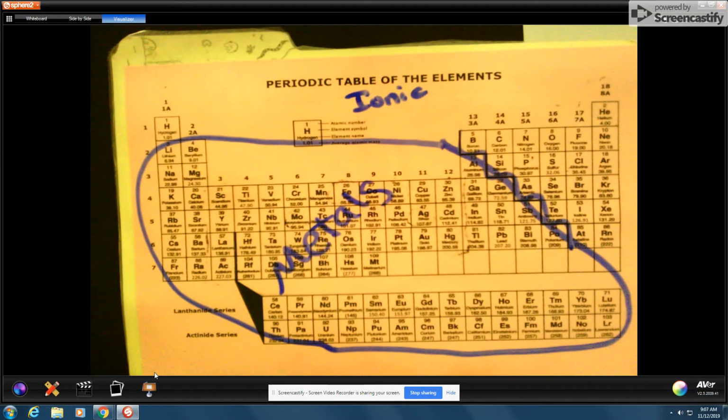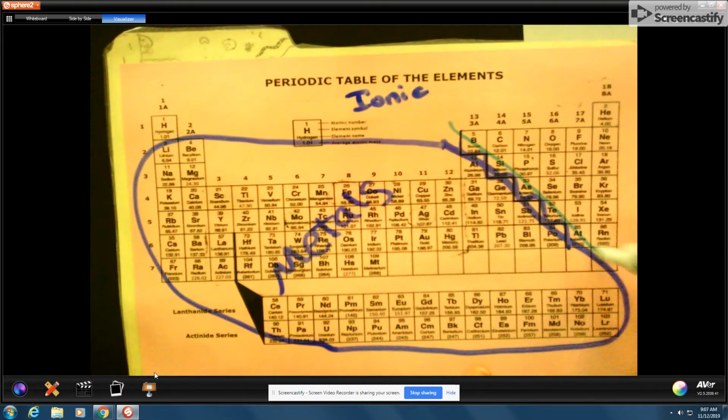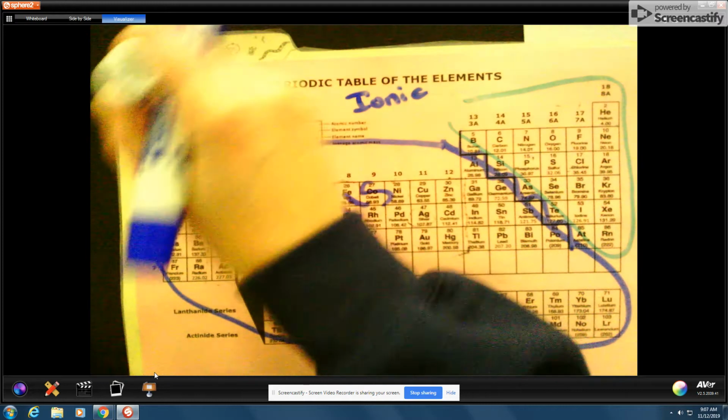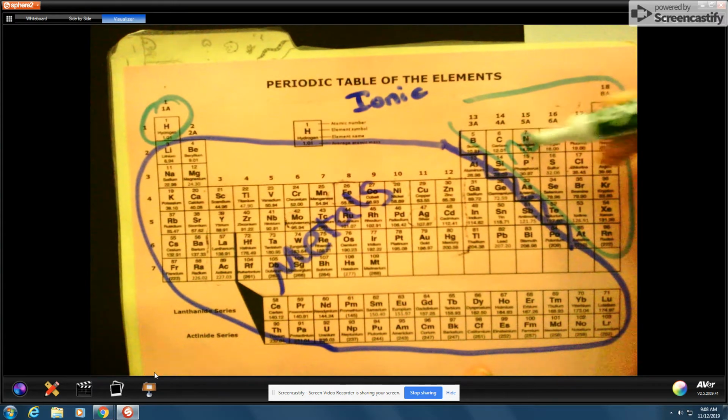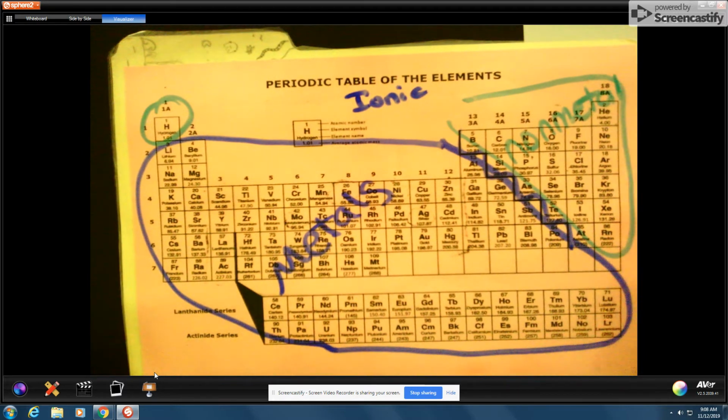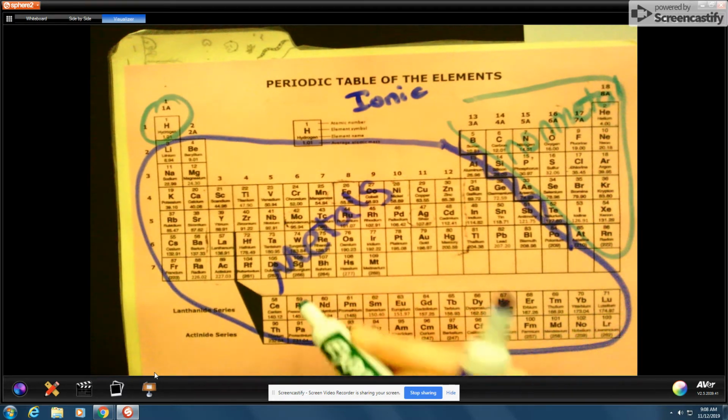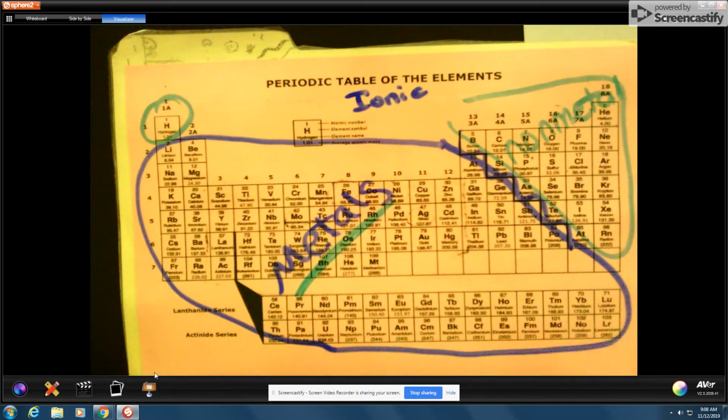In order for it to be ionic, there has to be a metal in the formula. The other part of the formula will be made up of a nonmetal, which is anything to the right of that staircase, including hydrogen. An ionic will have one of each, sometimes more than one nonmetal, but it has to have a metal. It has to have a metal for it to be ionic.